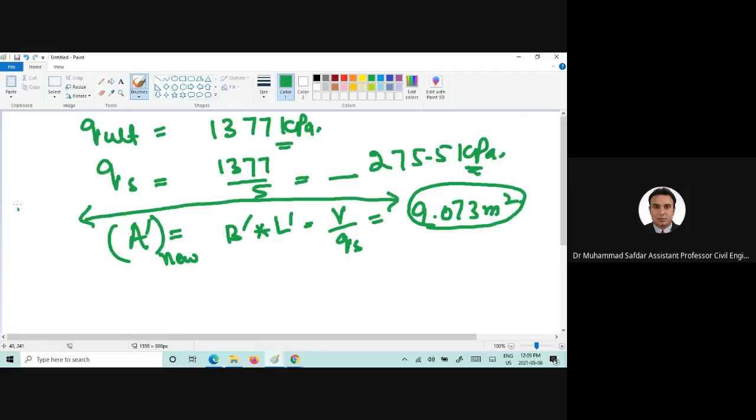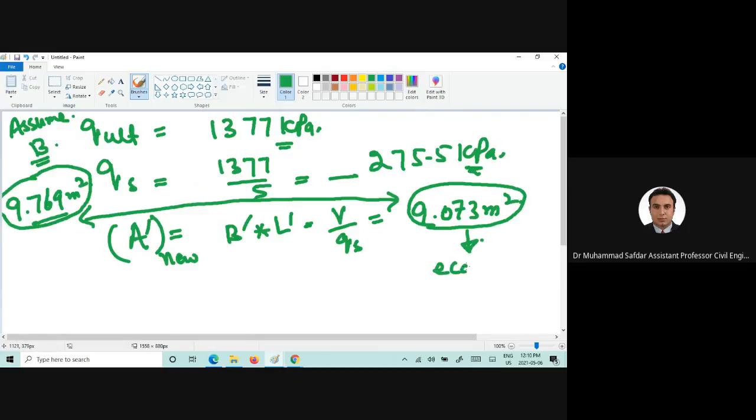Now in our previous example, this area was equal to 9.769 square meters. So a larger area was required when we assumed B in the direction of movement and horizontal load. But now, if we assume that the length of the footing is in the direction where moments and horizontal loads are applied, a lesser area would be required, which is economical. Okay, this is the economical option.